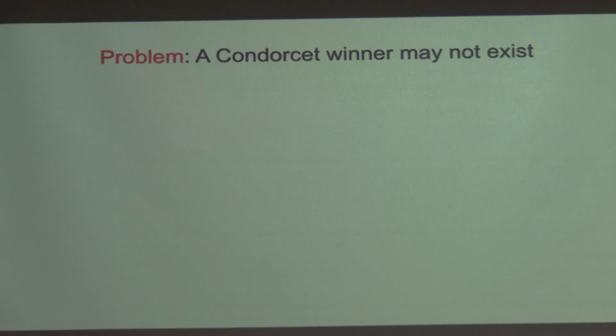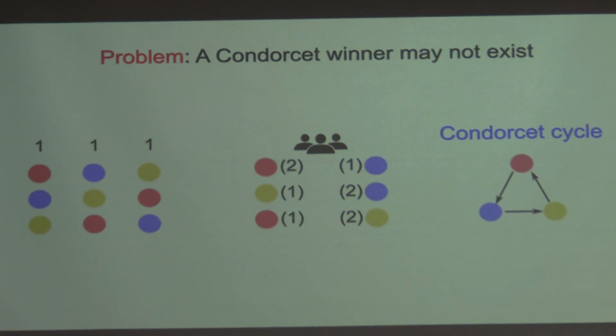But there's obviously a problem that I'm sure you all would have seen, which is that a Condorcet winner may not always exist, even on very simple instances. So suppose you have rankings like that, if you just tally up all the head-to-heads, you see that there's a cycle.